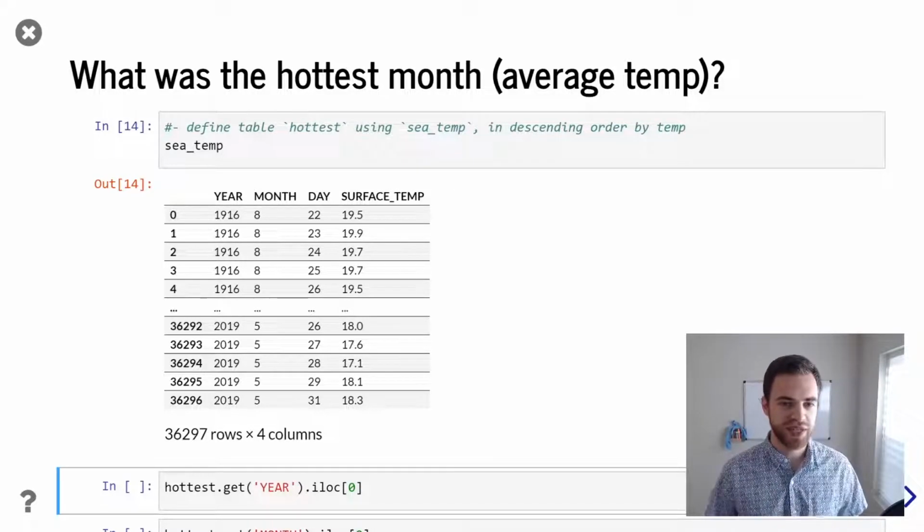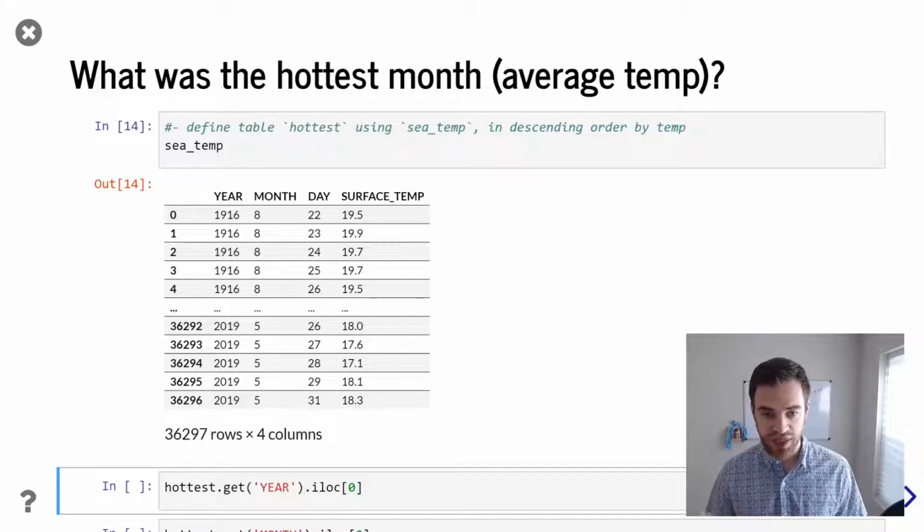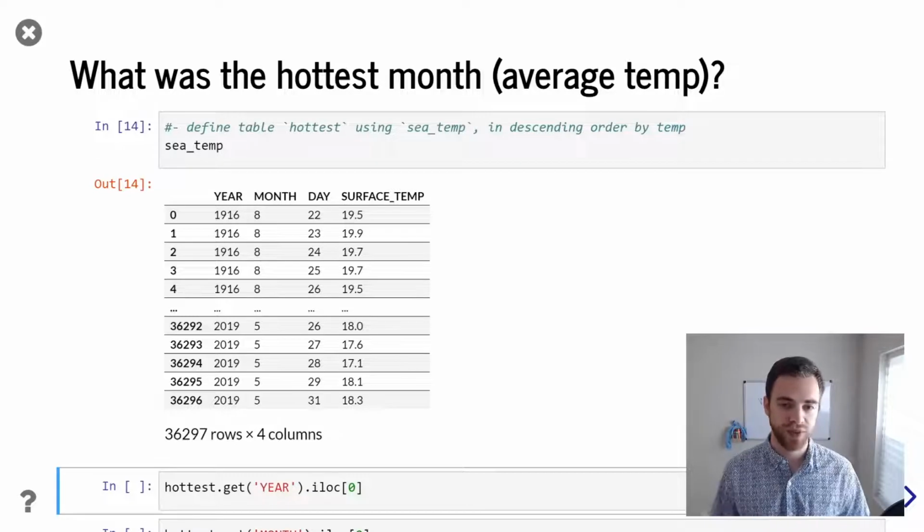Now, maybe the question needs to be a little bit more precise, because what this means here is, what was the average temperature in August 1916, and then September 1916, and then October 1916, and so forth, all the way to May 2019. Okay, it's not asking like, what was the average temperature in all Januaries, all Februaries, and so forth. That's a different question.